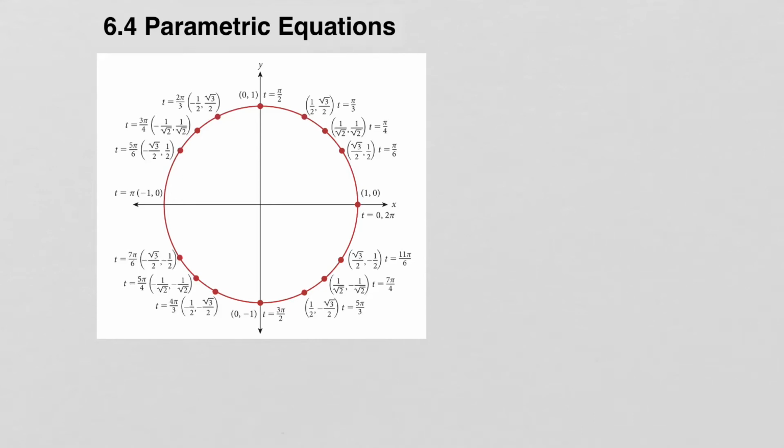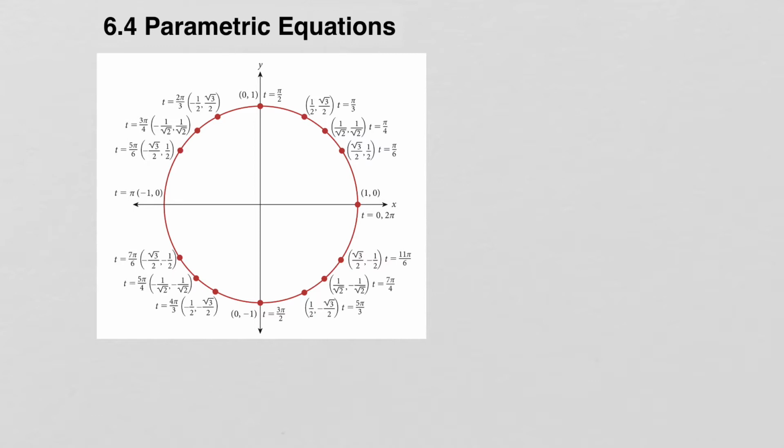In section 6.4, we introduced the concept of parametric equations. First, I want to go over something that we've talked about previously, and that is the unit circle. So on the screen here, you see a picture of the unit circle with all of the associated special angles within that circle.